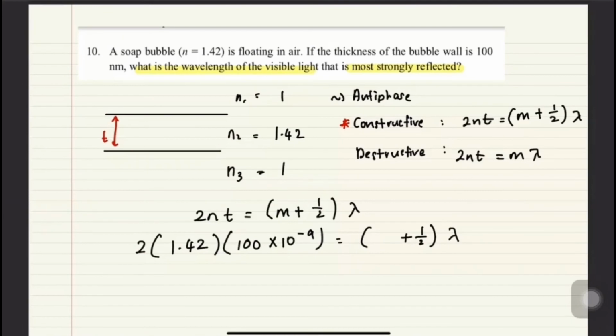Can you substitute 0 inside this equation? Yes, because you can substitute 0, you substitute 0. Okay? Just remember it like that. That's the easiest way to remember. So now you should have 2 times 1.42 times 100 nanometer divided by half. How much do you get?